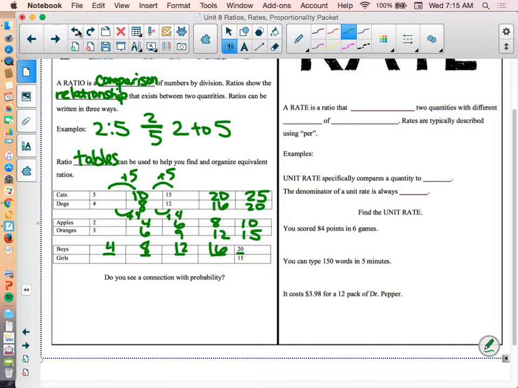So again, if I think of this was dividing by 5, and this is dividing by 5, then I can think back that this is definitely going to be a 3, and I'm going to go by 3s. Can you see a connection with probability here? These fractions, equivalent fractions, are much like probabilities.